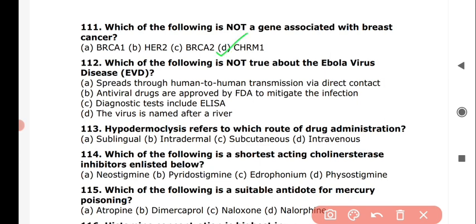Next question is, which of the following is not true about the Ebola virus disease? And the correct answer is option B, antiviral drugs are approved by FDA to mitigate the infection. Next question is, hypodermoclysis refers to which route of drug administration? And the correct answer is option C, subcutaneous. Next question is, which of the following is the shortest acting cholinesterase inhibitor listed below? And the correct answer is option C, edrophonium.